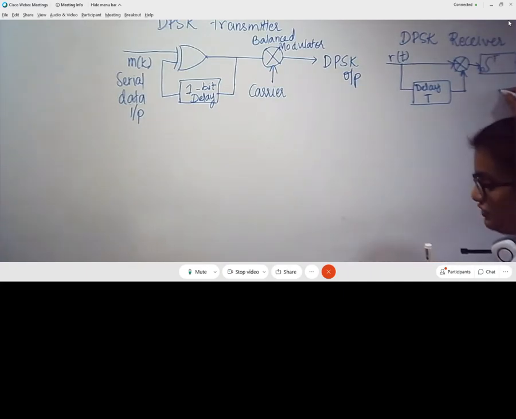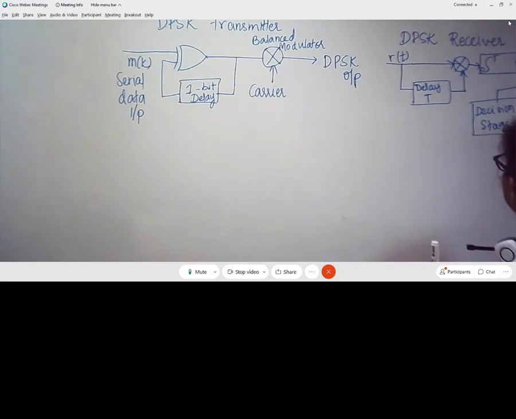Then its output will be sent to the decision stage or the decision making stage, which decides whether the sample value, whether it's a 0 or a 1, will be decided by this decision stage, and the obtained output of this would be the actual symbol of your DPSK. I hope this side it is visible. I hope so. So you can make a note of this.